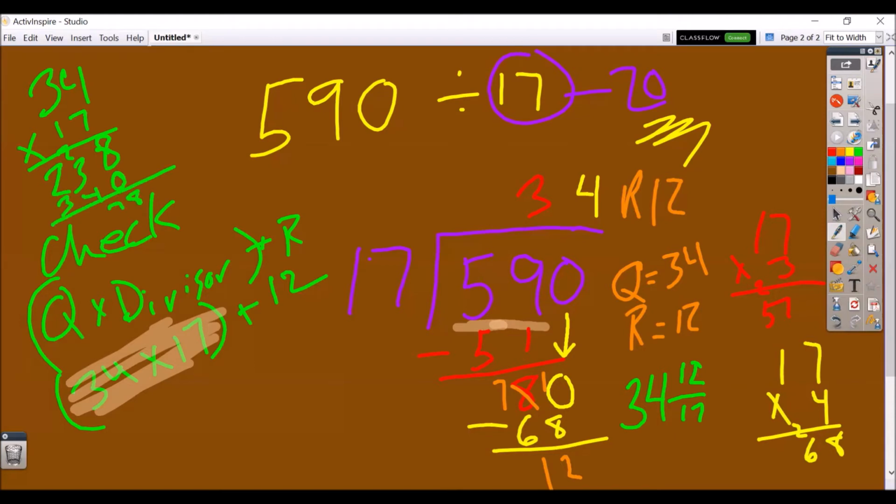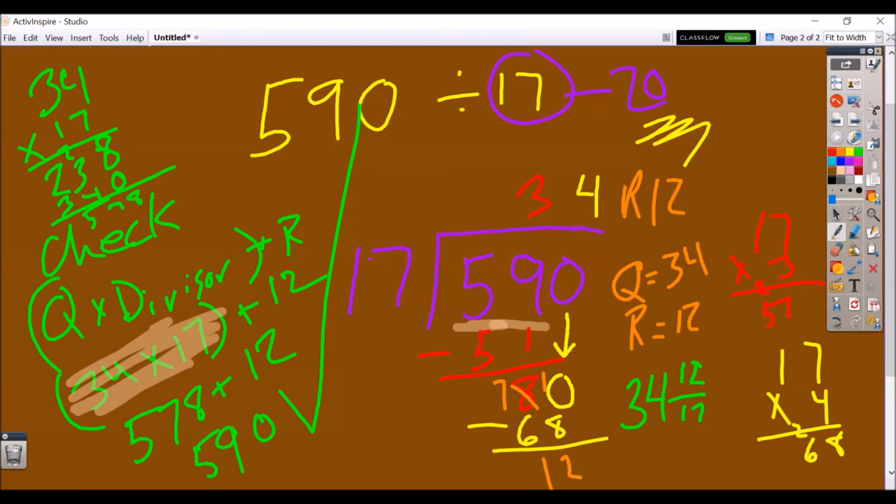Now I got 578. And I need to add 12 to that. 2 ones plus 8 ones would be 0. That would carry over a group, 9, 590. And that is exactly what our dividend is. And that is a beautiful problem that we have just done.